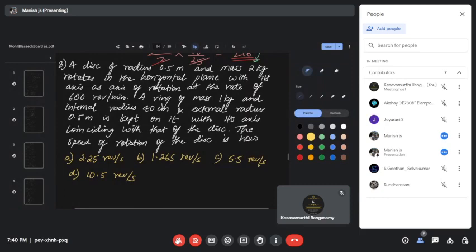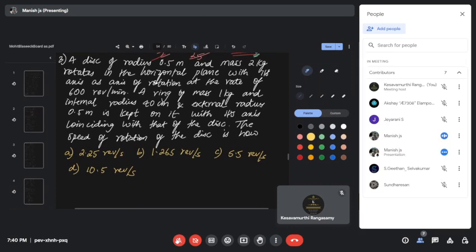How many objects are given in the question? Is it 1, 2, or 3? You have a disk, you also have a ring, right? So primarily you can see that there are two objects involved in this question. It's not a single entity. You have two entities, so you have to write down the data for both of them and find out the moment of inertia for both of them.